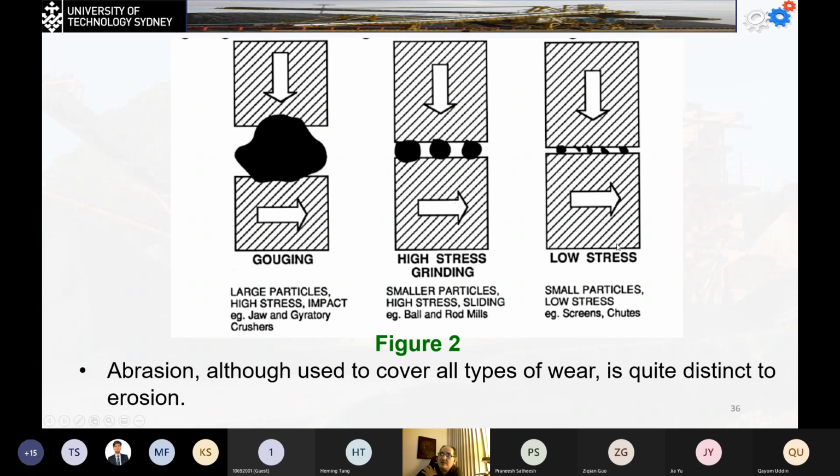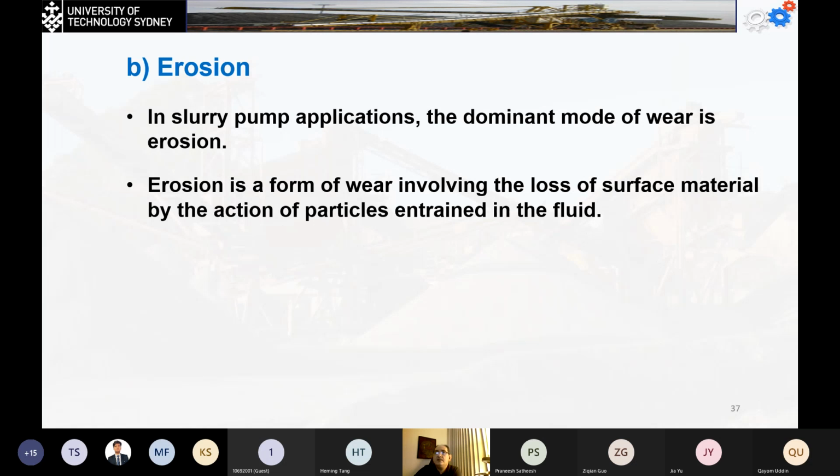So the three types are going to have different types of wear. The more dangerous one is going to be the lower one, especially if it's going to have an irregular shape. The other effect is going to be the erosion. Now, the erosion is not going to be the effect of the damage of the material due to the hard particles, but this one is going to be due to the wear, the loss of the surface material, by the action of the particle entering in the fluid itself.